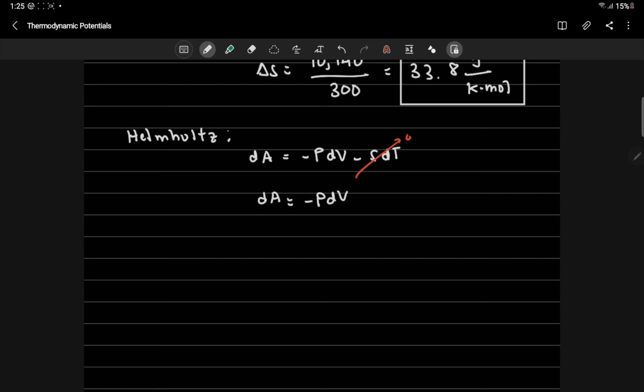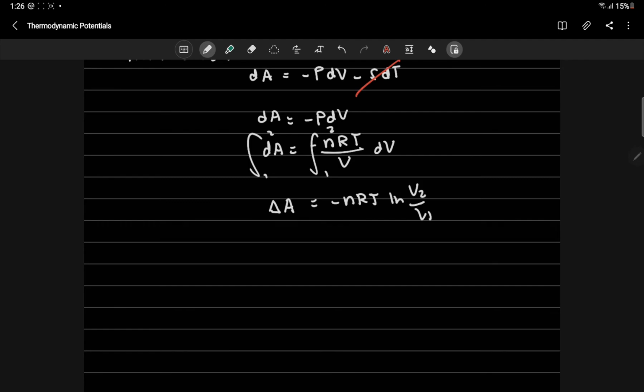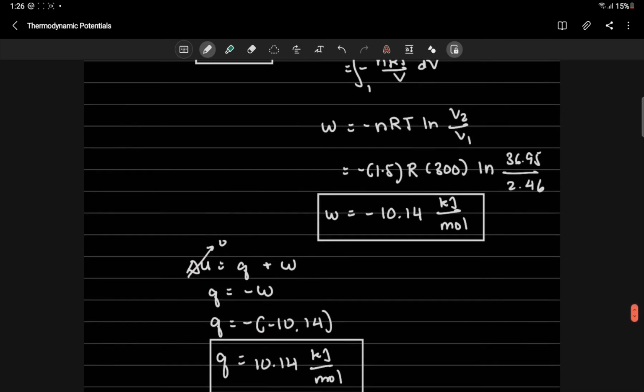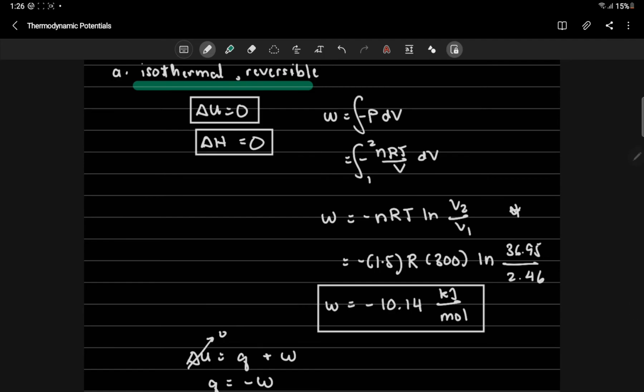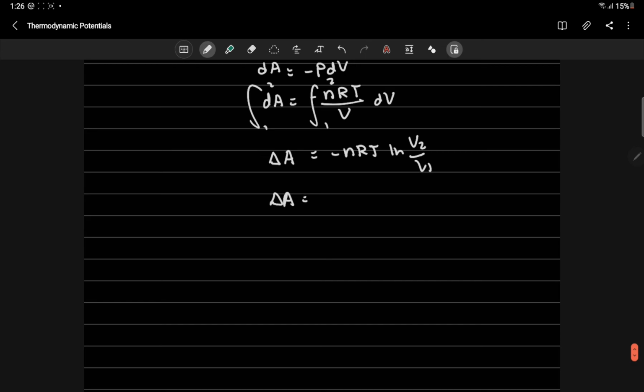Ideal gas to eh. So, ibig sabihin yung P we can express as nRT over V, so dA is minus nRT over V dV. Integrate natin from 1 to 2. Ang lalabas na delta A is negative nRT ln of V2 over V1. And we have seen this a while ago. That's exactly the expression also for the work done, no? Which is this one. So, yan din yung sagot, negative 10.14. So, delta A is negative 10.14 kilojoules per mole. Of course, I already converted it to kilojoules per mole, pero joules per mole talaga dapat yan.